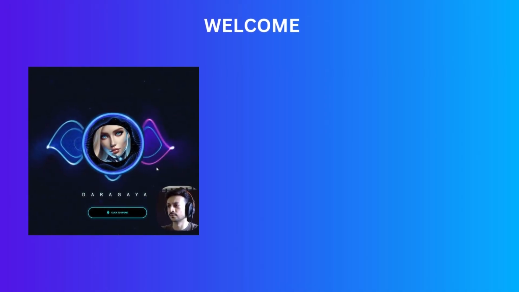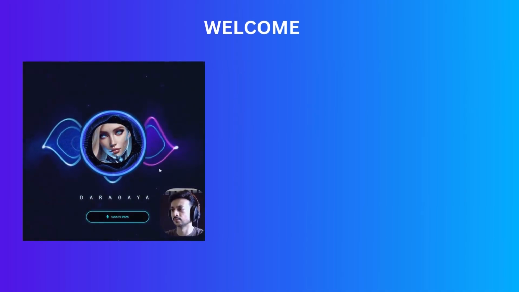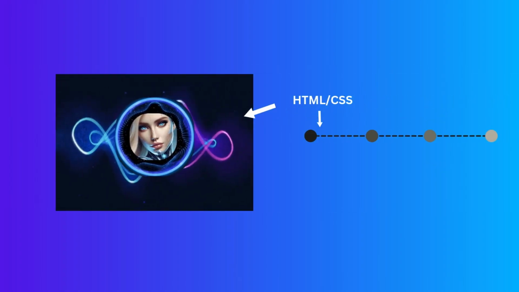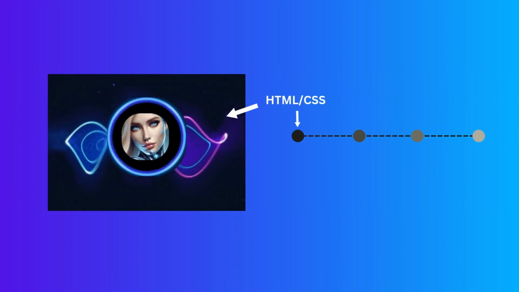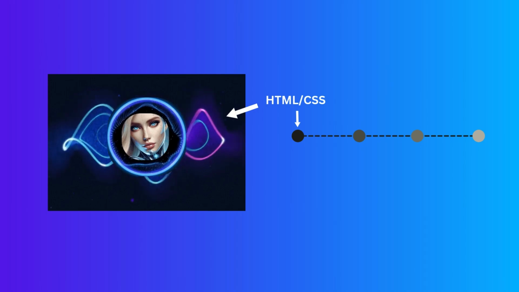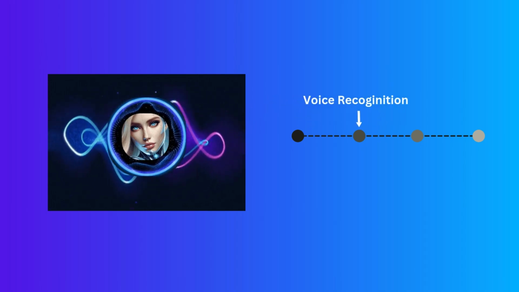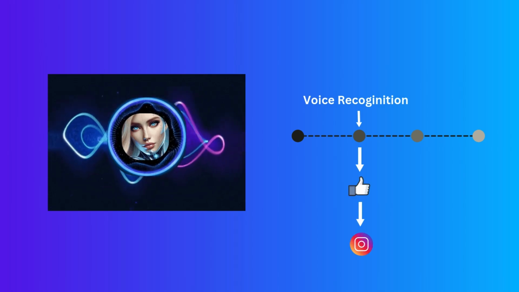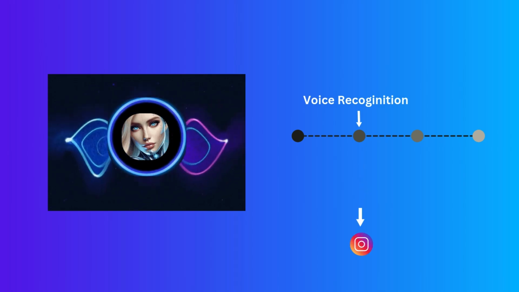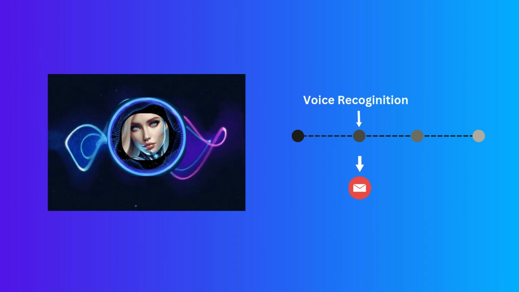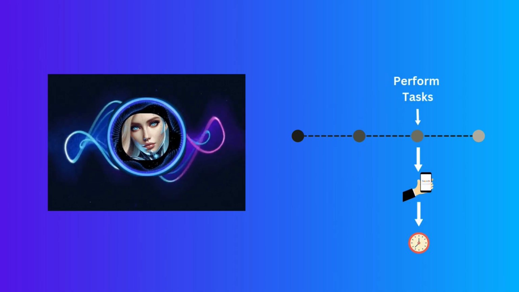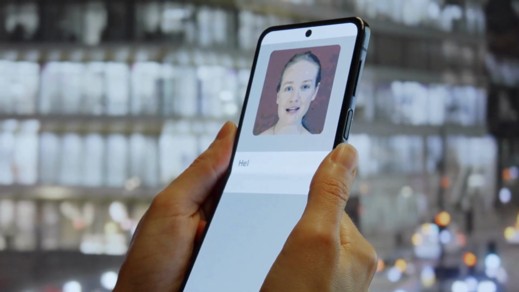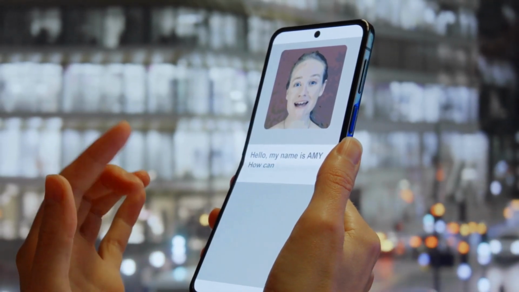Welcome everyone to this course. Before we begin, I would just like to give you a short roadmap on what all things we'll be creating in this course. We'll be starting by creating a beautiful virtual assistant using HTML and CSS, and then we'll add voice recognition capabilities, allowing it to listen and perform tasks such as opening social media accounts like Facebook and Instagram, opening your email account so you can check your mail, performing Google searches, telling the time and date, and even playing your favorite songs. By the end of this course, you will have your own smart assistant ready to assist you.